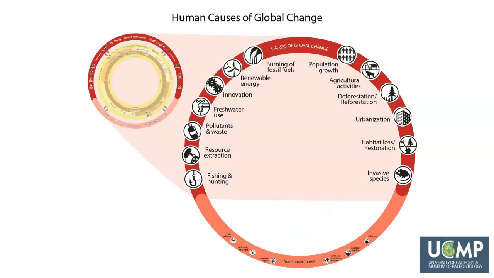But now what we're going to do is examine some of the human causes of change. The fancy word for that is the anthropogenic causes of change, which are necessary for understanding how the Earth system has changed over the last century. And in this, we're going to be looking at the outer red ring of our infographic.